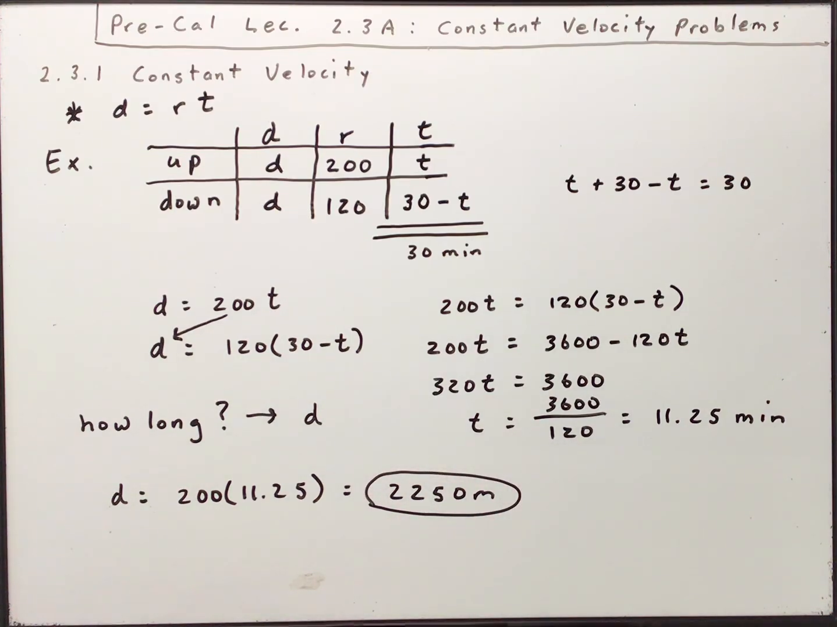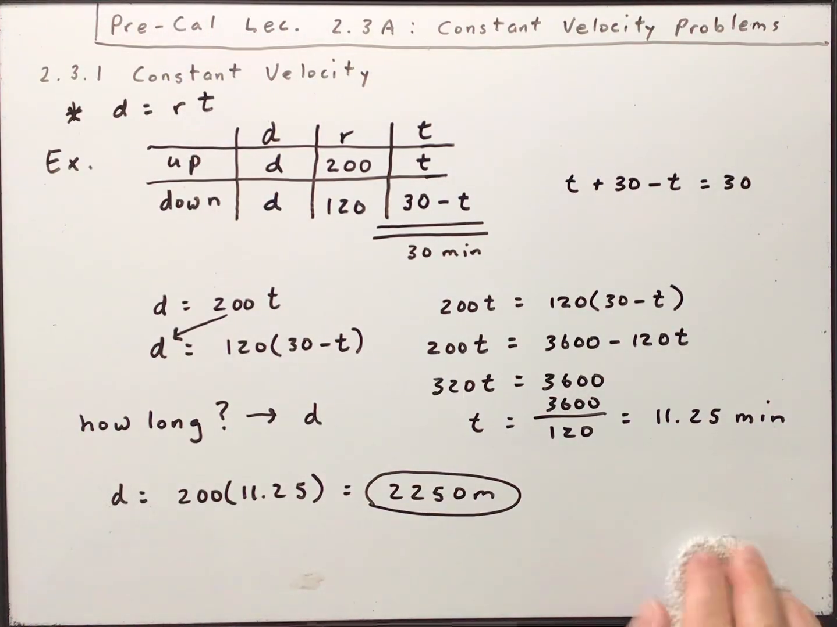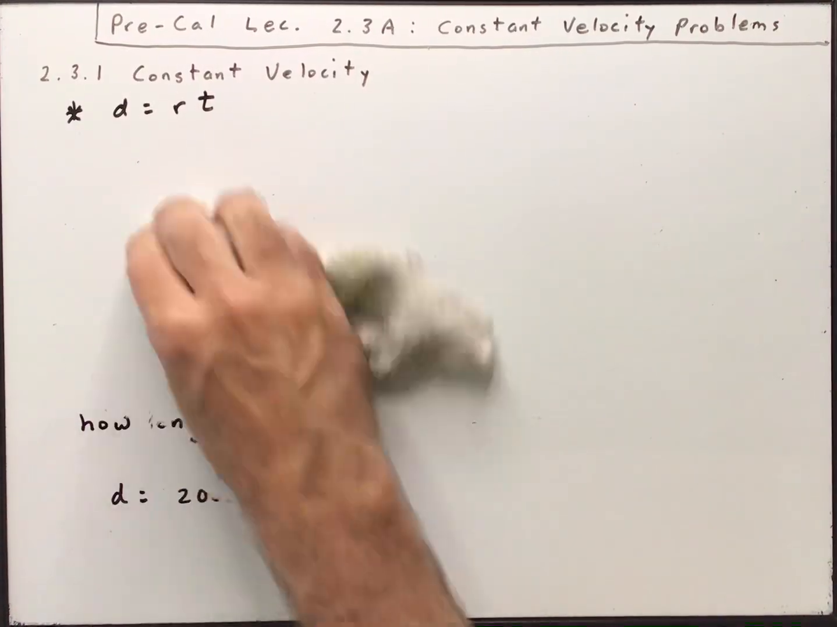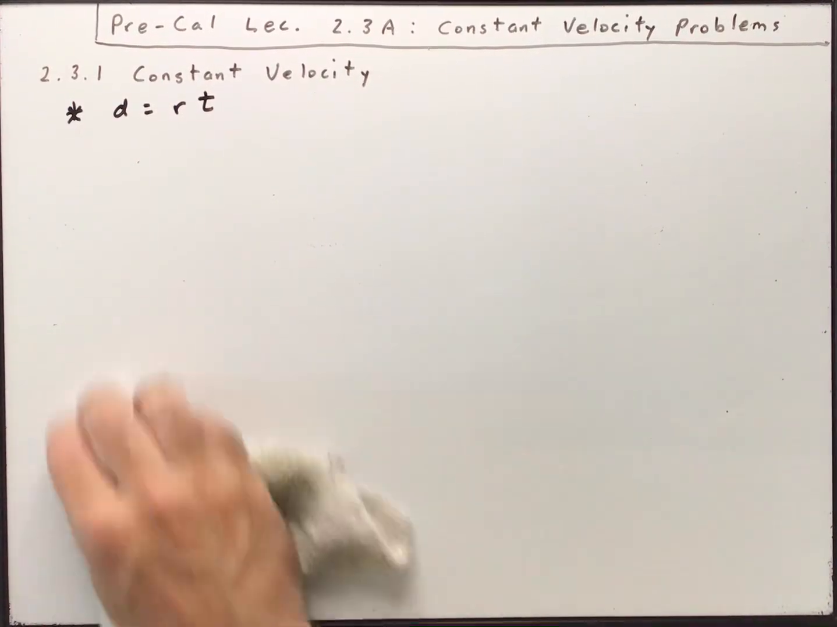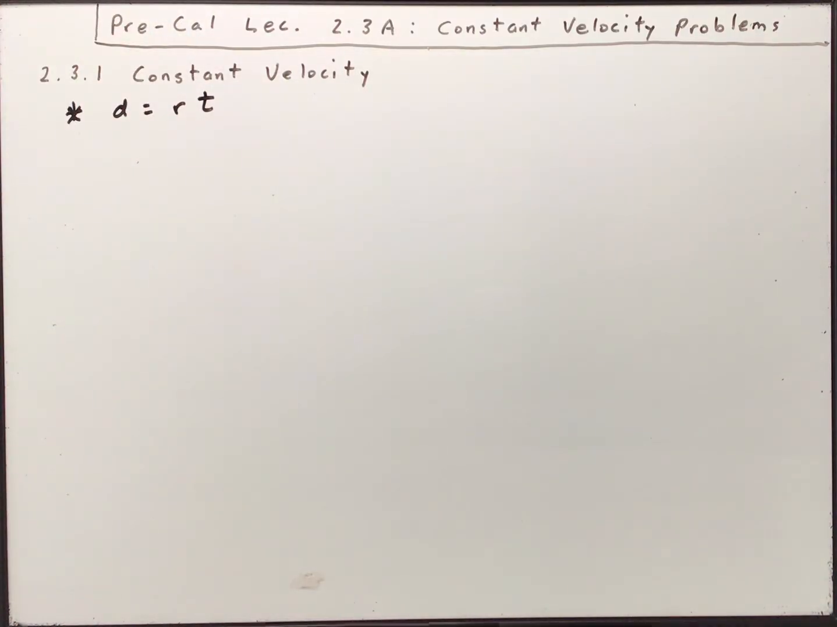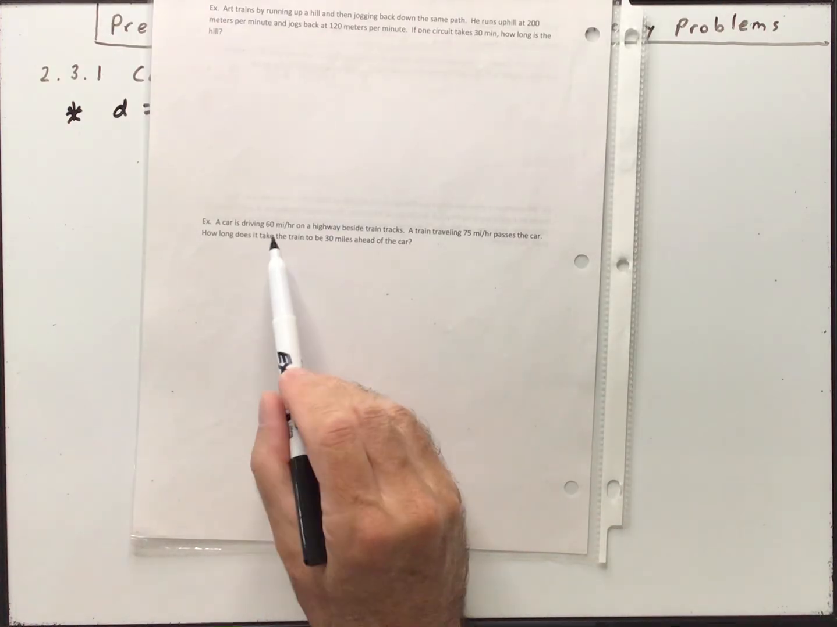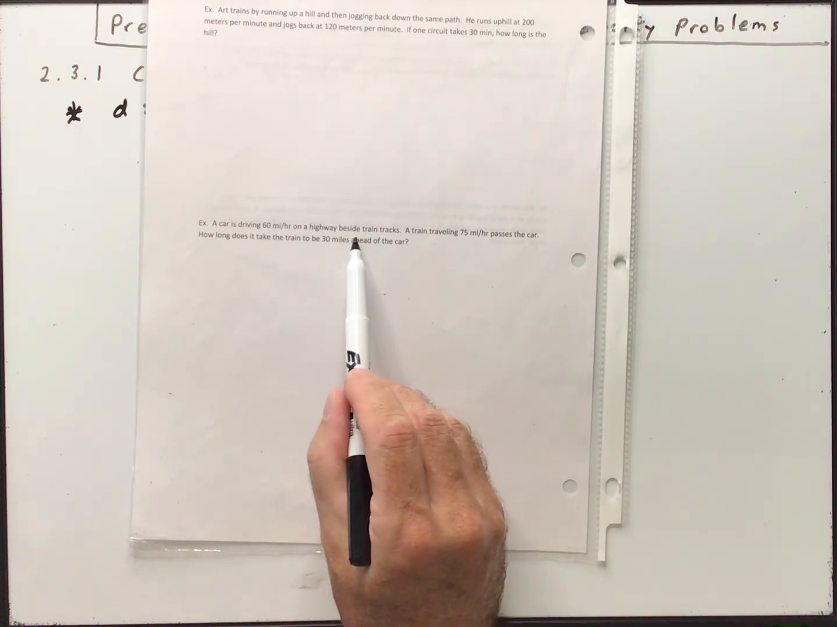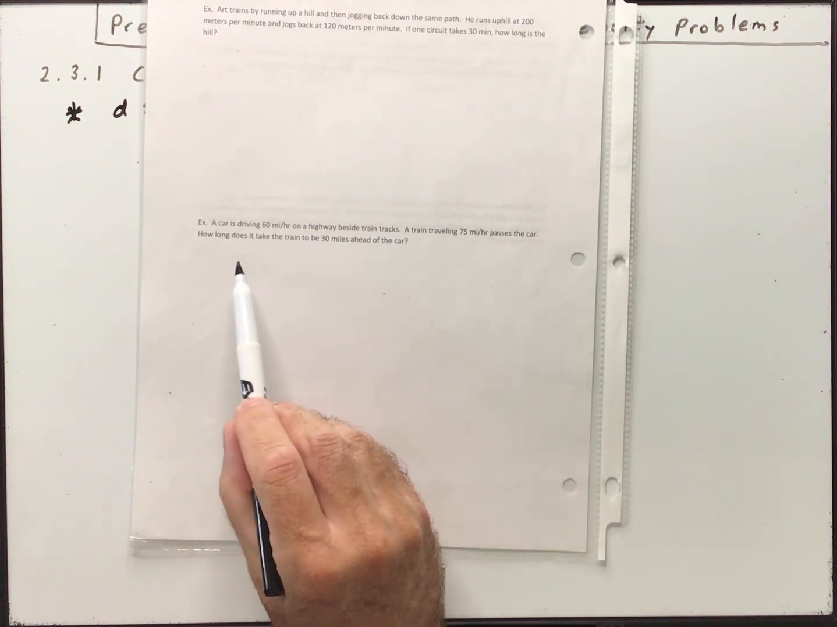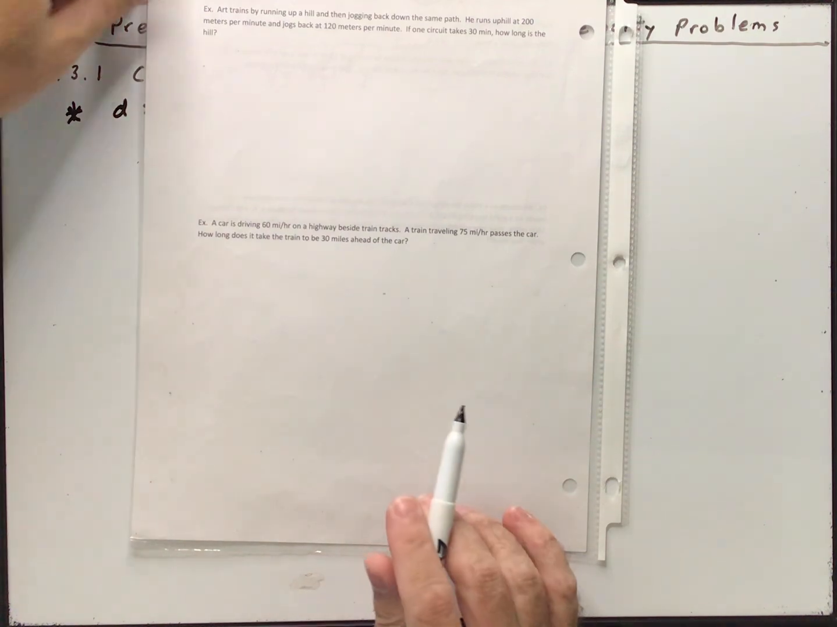All right, so pretty cool. If you make a chart, it really helps. All right, let's do one more. So the last one says, a car is driving 60 miles an hour on a highway beside train tracks. A train traveling 75 miles an hour passes the car. How long does it take the train to be 30 miles ahead of the car?